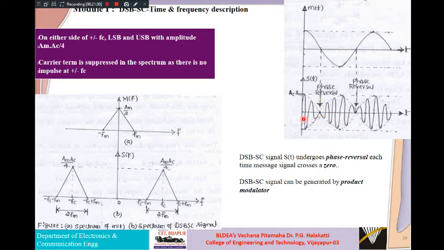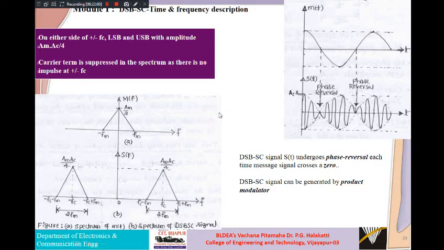This is one thing you have to take care of. Even in practice you get the same thing. Each time the message signal has a zero crossing, at that instant there is a change in phase of the carrier signal in s(t). You have to mention this while explaining the quantitative analysis of DSB-AC AM, time and frequency description.